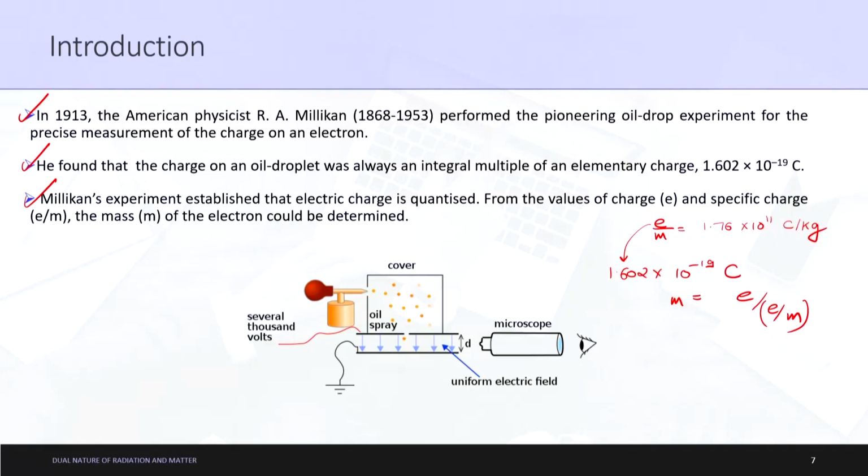It will be constant because electrons are present everywhere, and every time electrons are the ones being emitted. And finally, using Millikan's experiment, we got to know the value of charge precisely, which is equal to 1.602 × 10^-19 coulombs. Using this value of e by m and e, we can get the value of mass as e divided by e by m. Fine, so let me end it here.